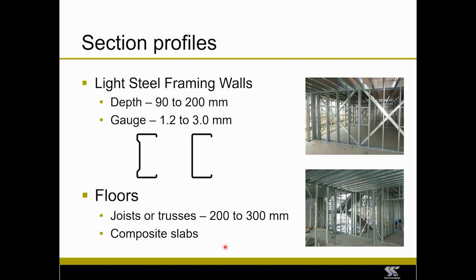In terms of floors, with light steel structures, floors are commonly light steel joisted floors, or also composite slab floors supported on light steel frame walls are common these days as well. And where we've got light steel joists, they may be 200 to 300 millimeters deep, but with the smaller sections, so maybe only 75 deep or something like that, you can use those to make floor trusses as well. So all sorts of options with this technology.